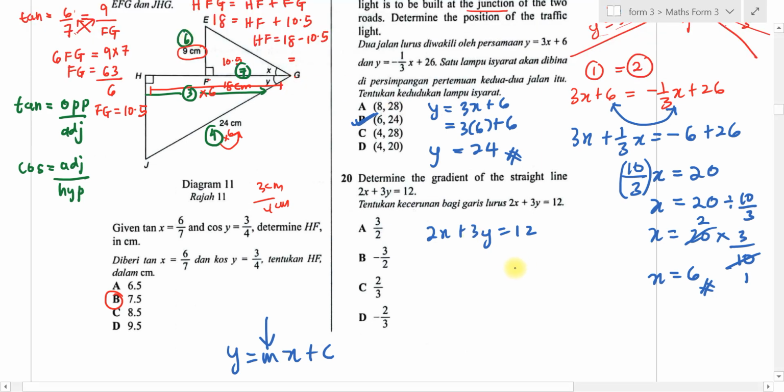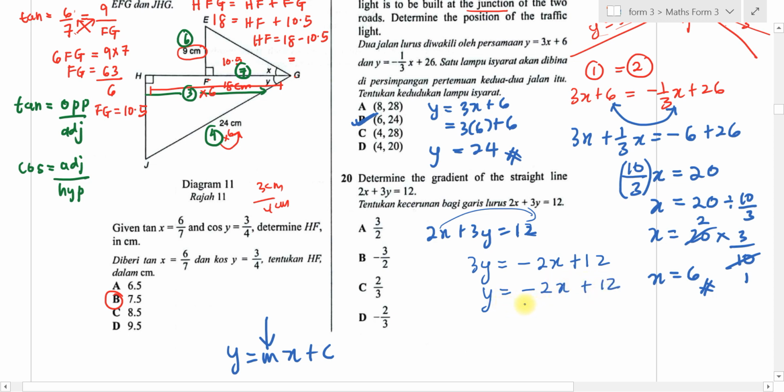Okay. So you bring your 2x over first. So you get minus 2x plus 12. Okay, this positive 2x goes over and becomes negative 2x. Then the 12 is already positive there, so I just keep it. Okay, and then you divide by 3.